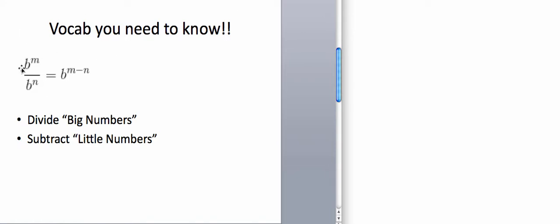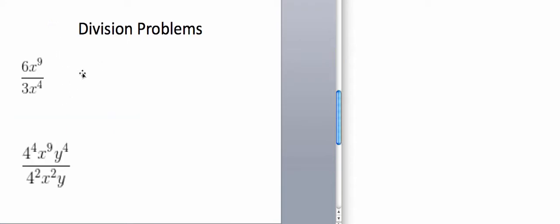So we see here we have the bases are the same. We have m and n, m divided by n. Because they were exponents, our base stayed the same. We subtract m and n. So let's take a look at a couple different examples here.